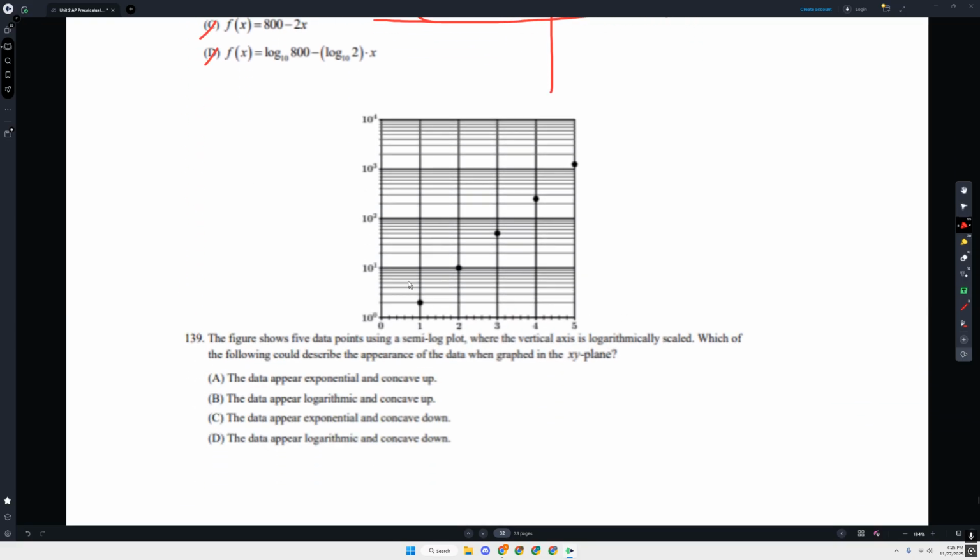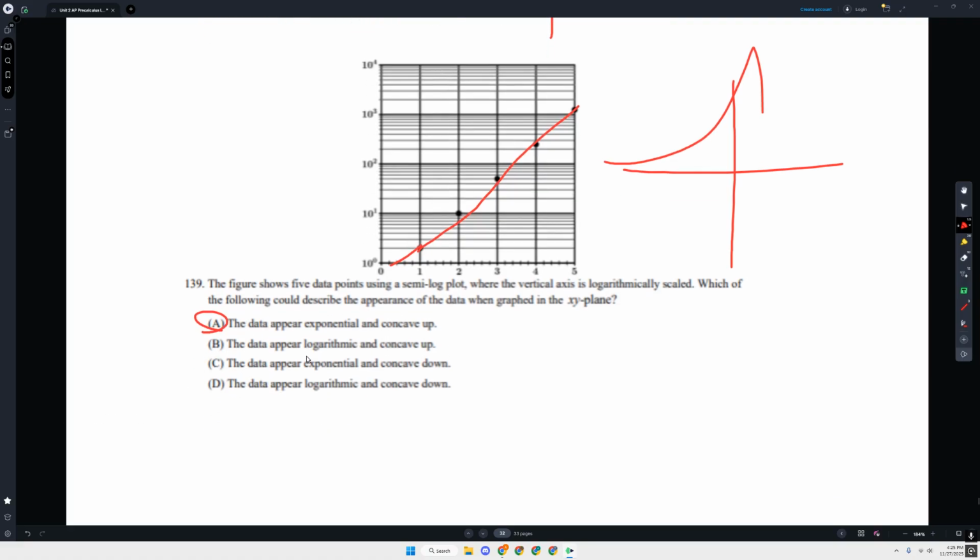For this one, we know it's still exponential for that same reason. And it's also increasing. And we know that if an exponential function is increasing, it is concave up. Oh, wrong, I circled the wrong one. It's concave up.